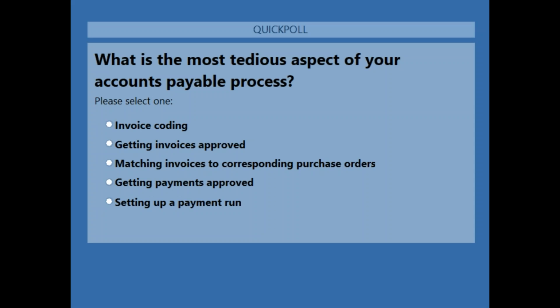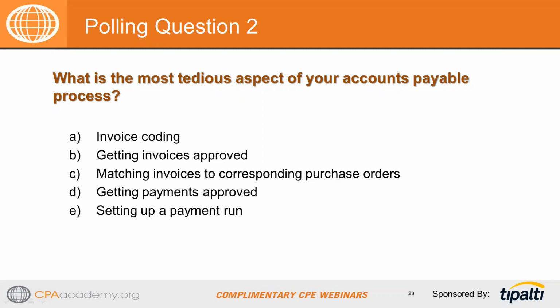Okay, I think we're at 94%. Yep, we're going to go ahead and close this out in 3, 2, and 1. Okay, perfect. So it looks like the winner is matching invoices to corresponding purchase orders. That was 36%. The next one is invoice coding at 28%. Getting invoices approved is 16%. And 11% is getting payments approved, and 10% setting up a payment run.